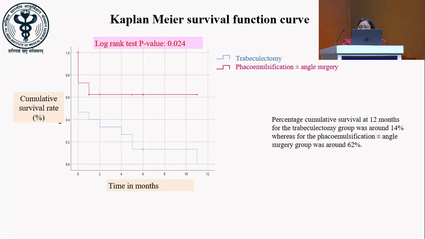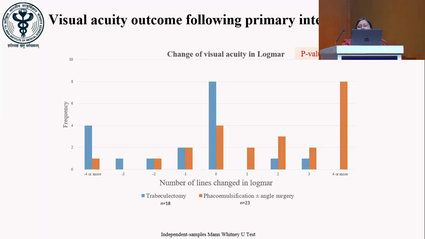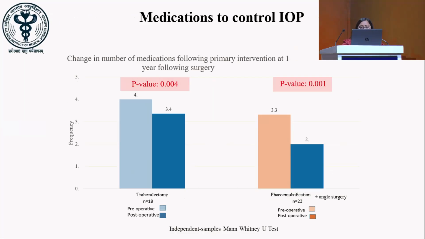The survival of the surgery, that is phacoemulsification, was much higher when compared to trabeculectomy. Also, the vision was improved in the phacoemulsification group, and we saw that at least 13 eyes gained 2 or more lines of logMAR vision, whereas in the trab group, the vision dropped by 2 or more lines in the majority of the patients. The number of medications to control IOP was significantly reduced in both the groups.